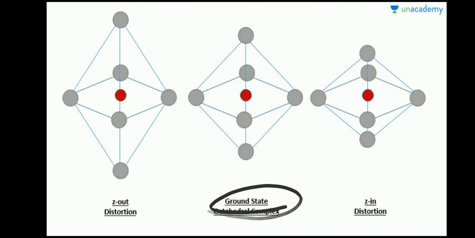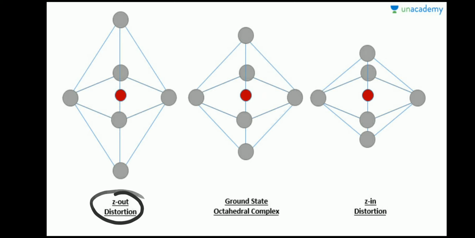Instead, we get a slightly distorted geometry, which can be either Z out, that means a tetragonally elongated structure, where two bonds are a little elongated from the usual ones, or Z in, also called tetragonally compressed. Compressed means these two bonds will be a little shorter than the other four. That is the result of your Jahn-Teller distortion. It's very important to understand why this is happening.